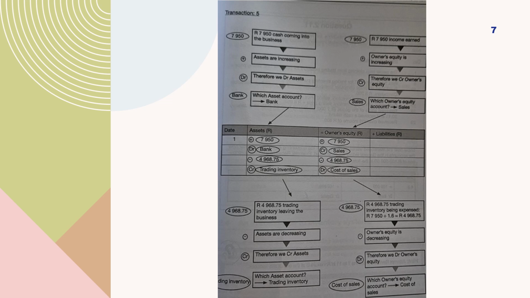Right, so that should give you 4,968 Rand 75 cents. So your trading inventory is leaving your business when you sell trading inventory. So it means your assets are going to decrease by the cost price. Okay. And then you're going to credit trading inventory because trading inventory is an asset. You want to decrease it. So you're going to credit trading inventory.